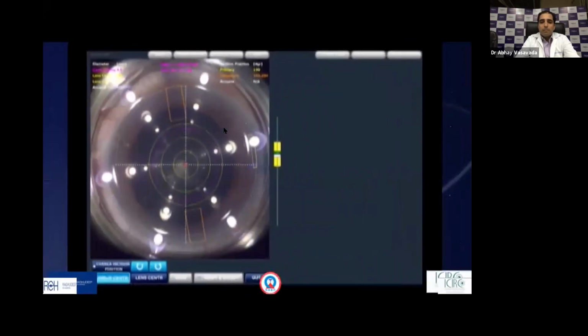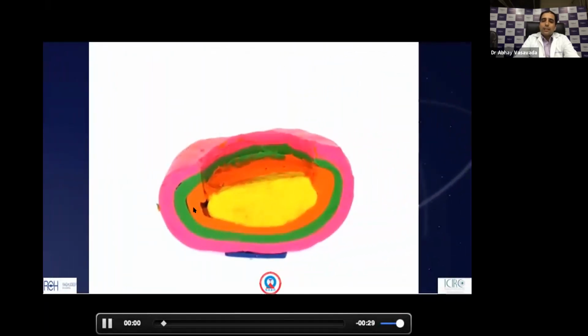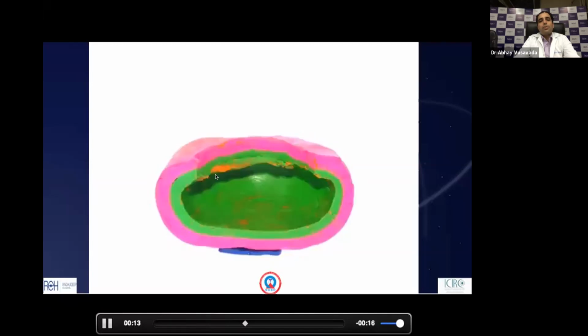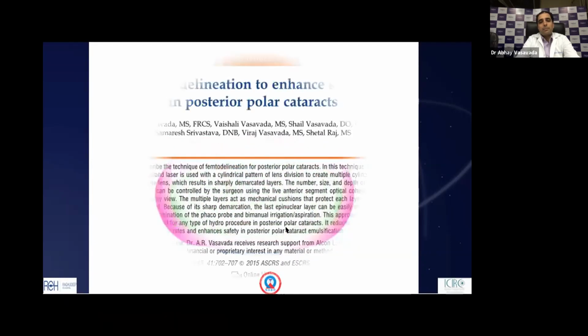And we prefer the cylindrical lens division pattern for the same, so that when each cylinder or each zone of the nucleus is removed, at all points the posterior polar part is always protected until the last epinuclear part is removed. So each nuclear zone is removed from the cushion of the other. Therefore, chances of mechanical stress and hydraulic pressure buildup are minimal.